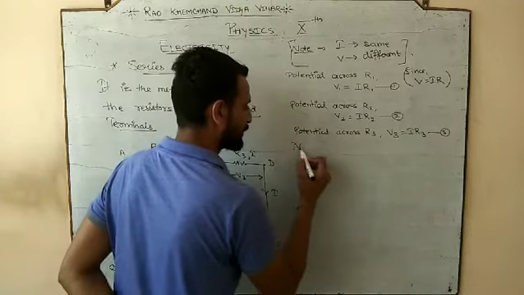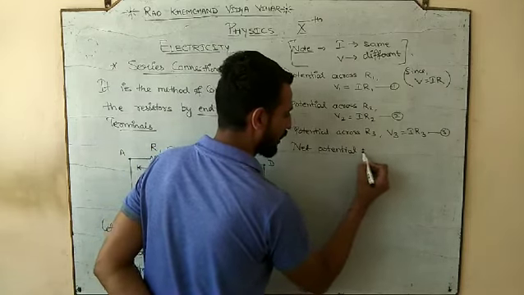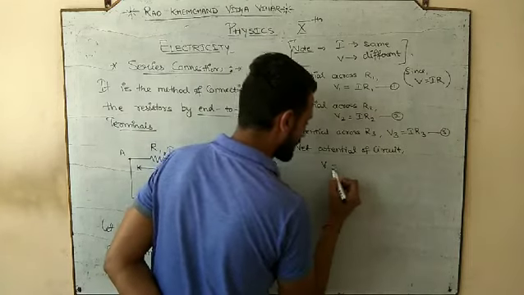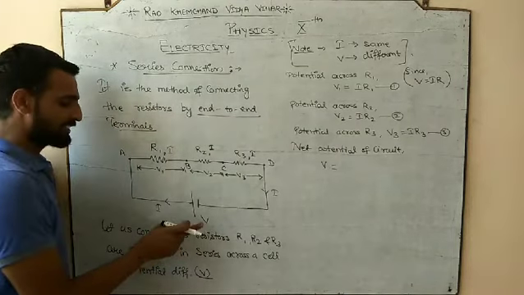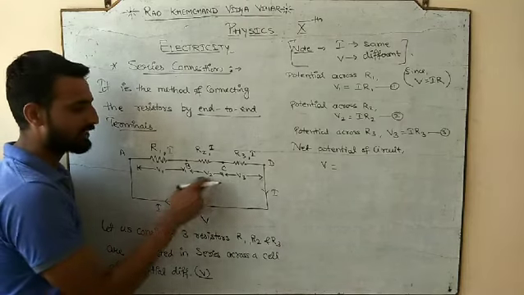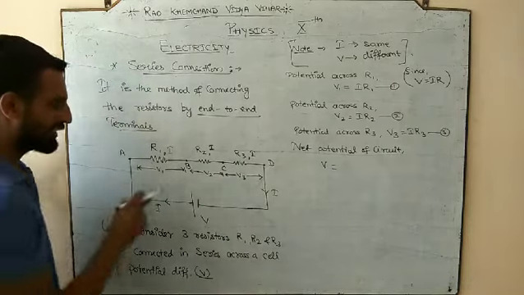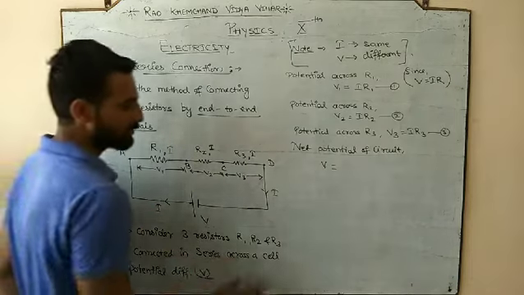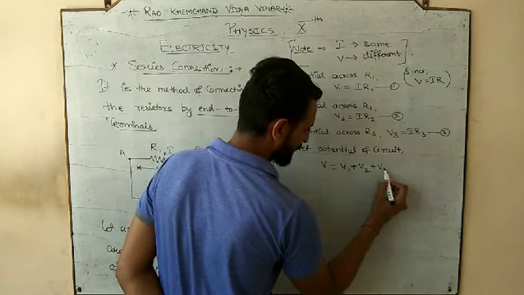So what is your net potential? Net potential of the circuit means the total potential that we provided. So how much total potential did we provide? V. But this potential has been divided into how many parts? It has been divided into 3 parts, V1, V2 and V3. It is not necessary that it has been divided in equal parts. It depends upon the value of the resistors. So net V is equal to V1 plus V2 plus V3.